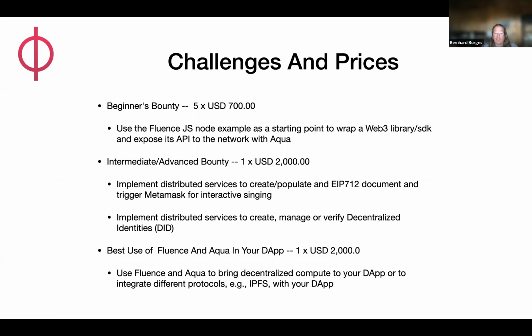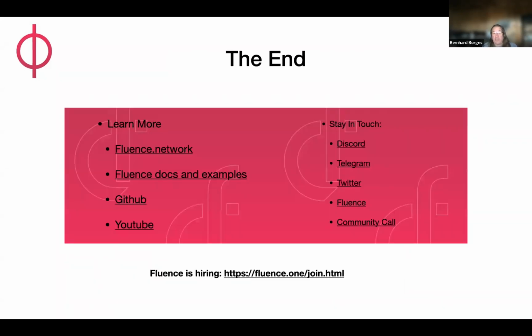And finally, best use of Fluence and Aqua in your dApp. So if you have something you're already working on, or want to work on, and Fluence and Aqua can help you eliminate some centralization components, or provide a verifiable off-chain solution that could drastically reduce your cost of transaction, this is the category for you. Sounds like Ken, for example, you're in this category. And just do what you need to do. If you have any questions, if you need to reach out, please do.